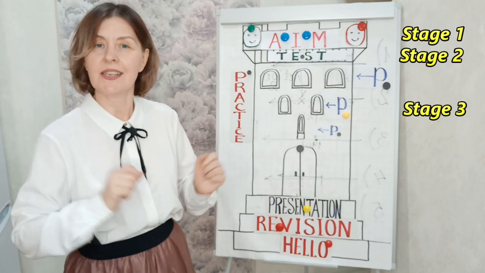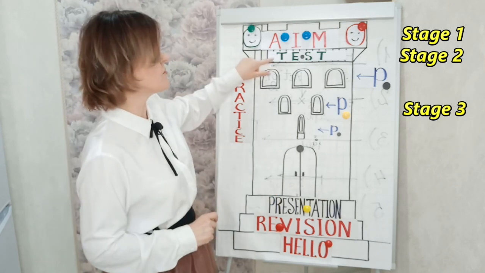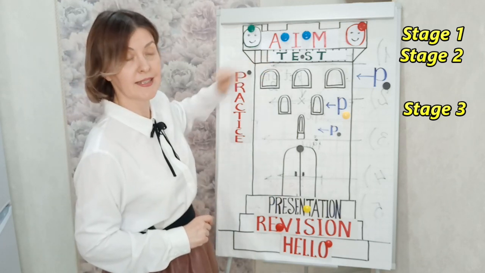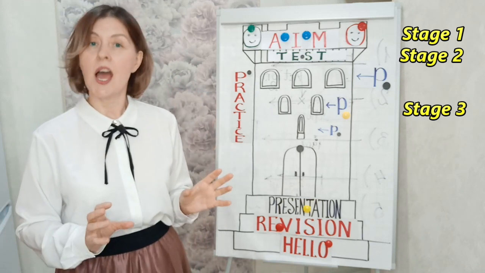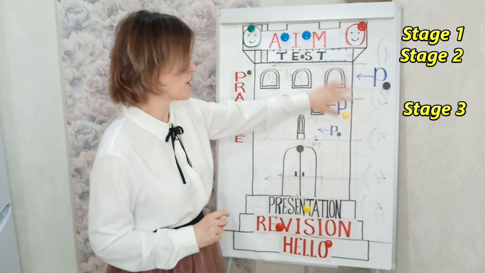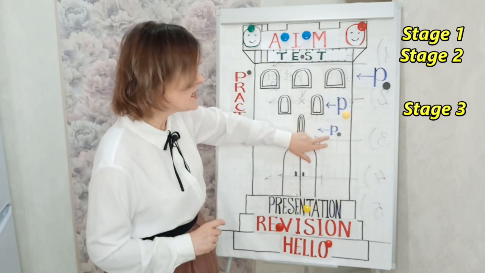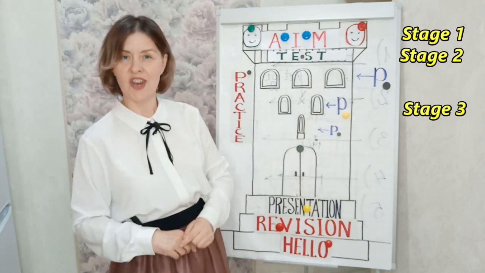Question number 3. What activities can help students achieve good results in this final test? So think of 3 or 4 activities and put them in the correct order. You see, from the easiest to the most challenging.